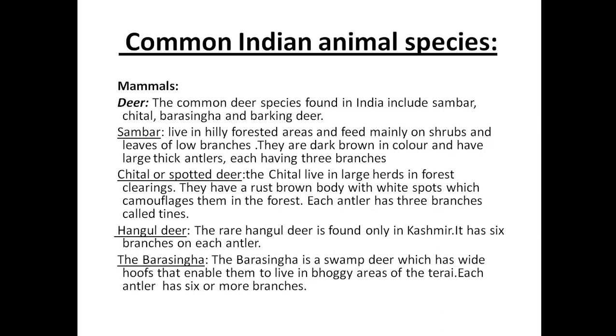Then you have the Hangul deer, which is rare and found only in Kashmir. It has 6 branches on each antler. Then you have the Barasinga. This is a swamp deer which has wide hoofs that enable them to live in the boggy areas of the terai or the swampy places of the terai. Each antler has 6 or more branches.